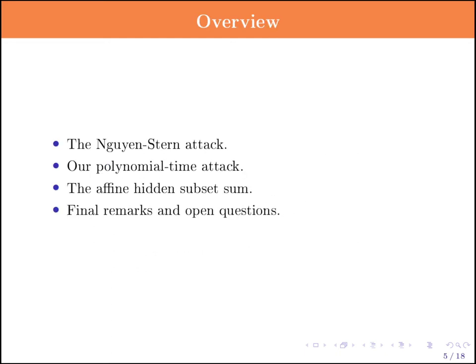So, in this talk I will first present the Nguyen-Stern attack. Secondly, I will describe our algorithm for solving the hidden subset sum problem. Then, I will also introduce the affine variant of the hidden subset sum problem, which has some cryptographic applications. And I will explain how both algorithms, ours and the Nguyen-Stern algorithm, are applicable to this variant too. And finally, I will conclude with some final remarks and open questions.